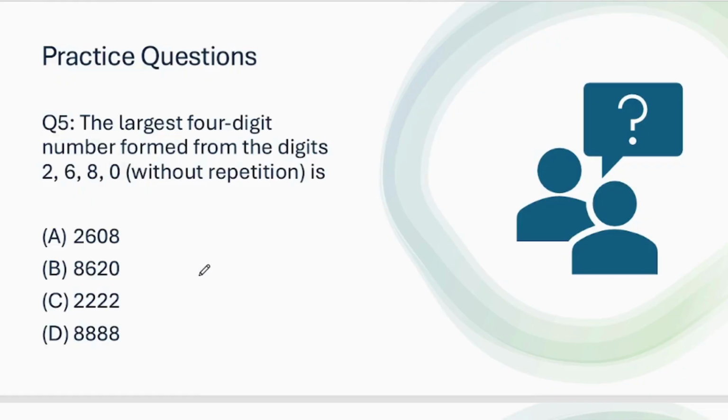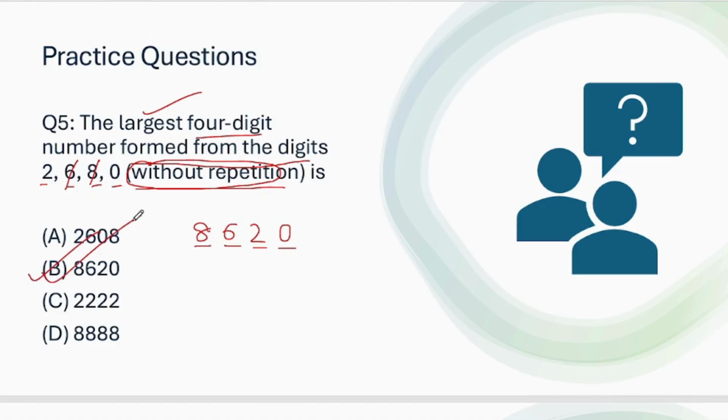Right, so this question is: the largest 4-digit number formed from the digits without repetition. 4-digit numbers. So 1, 2, 3, 4. And repetition is not allowed. And you have to form the largest 4-digit number. So among the given digits 2, 6, 8, 0, which is the largest? Of course, 8 is the largest. 8, you will strike it off. After that 6 is there, 6, and then 2, and then 0. So 8620 will be your largest 4-digit number without repetition.